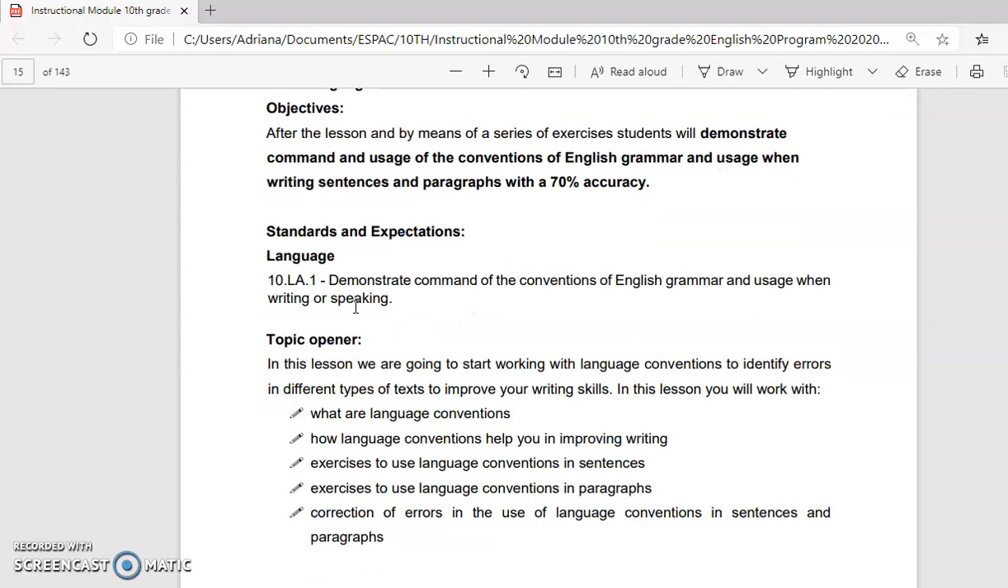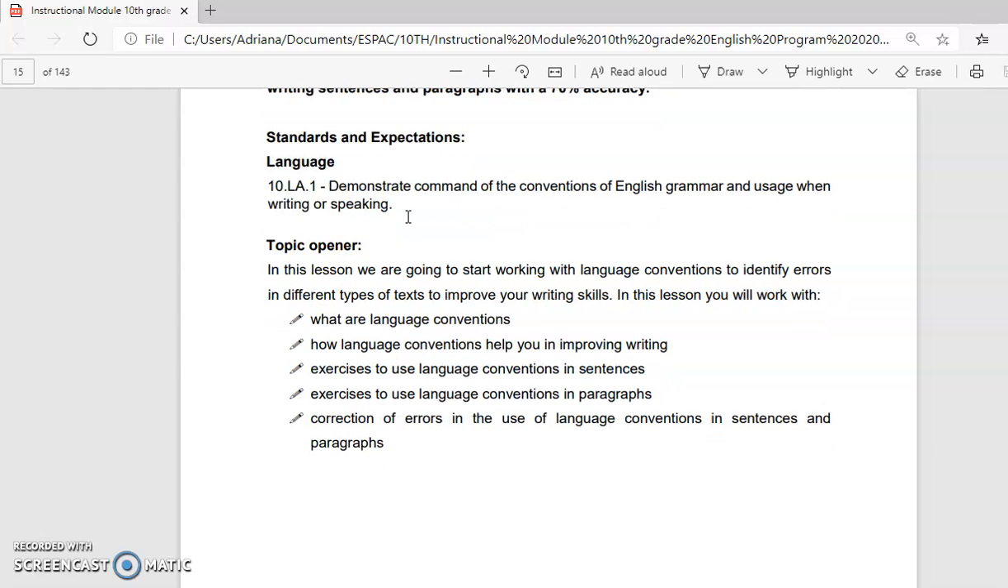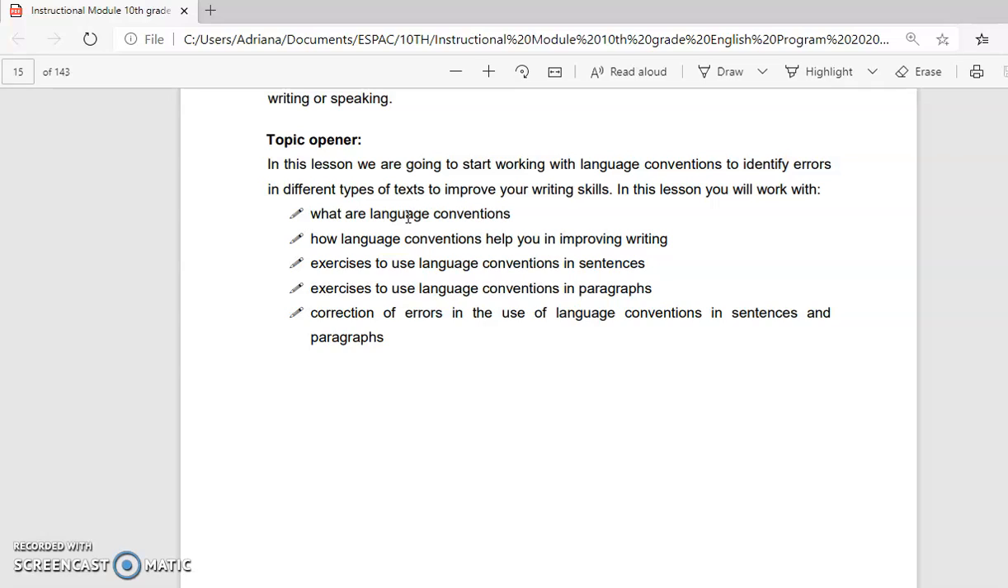Then you have the standards and expectations. This case is language arts. Demonstrate command of the conventions of English grammar and usage when writing or speaking. And now we have the topic opener.